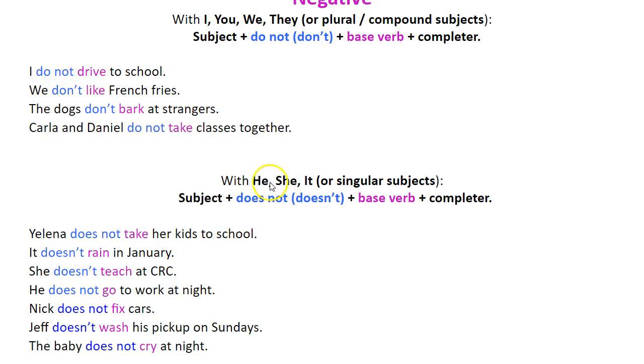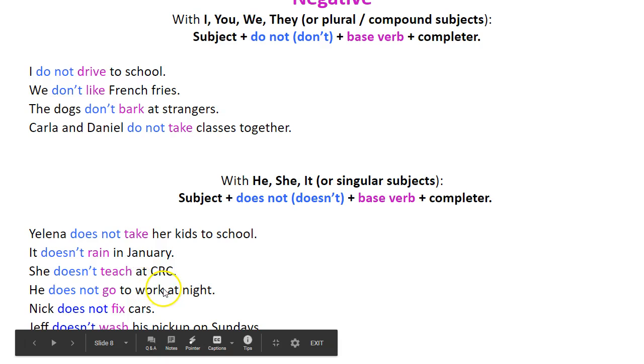Now, if the subject is he, she, or it, or a singular subject, we don't use do not. We use does not or doesn't, plus the base verb and a completer. Yelena does not take her kids to school. It doesn't rain in January. She doesn't teach at CRC. He does not go to work at night. And Nick does not fix cars.